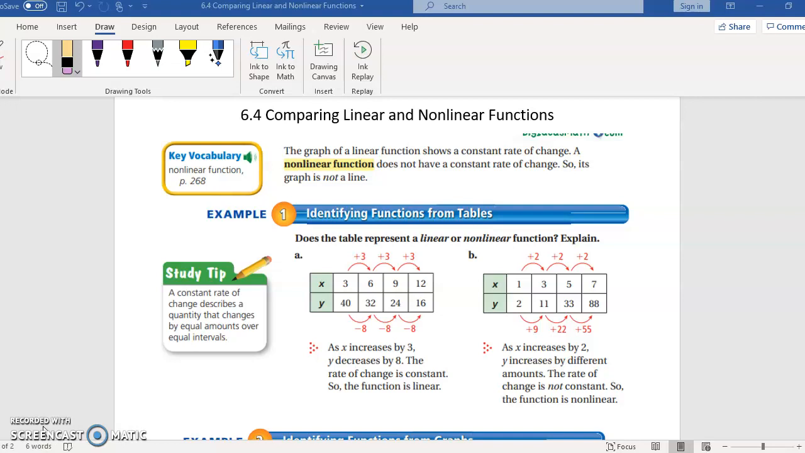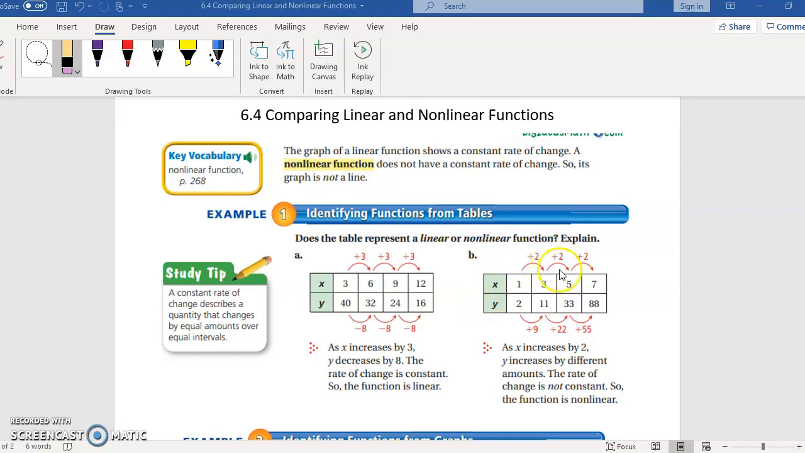Okay, so the first way we're going to determine if a function is linear is by a table. So if you look at letter A, does the table represent a linear or nonlinear function? Explain. If you look at your x's, they increase by 3 every time. If you look at your y's, they decrease by 8 every time. As x increases by 3, y decreases by 8, the rate is constant, so it's linear.